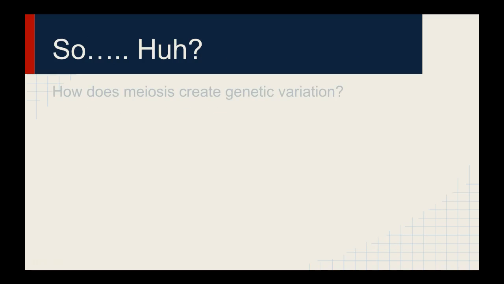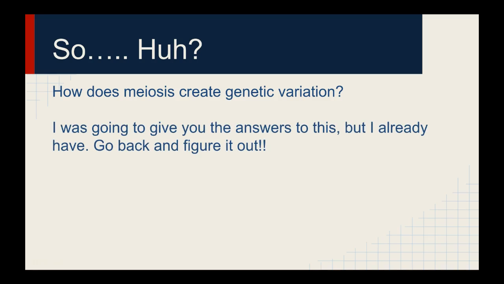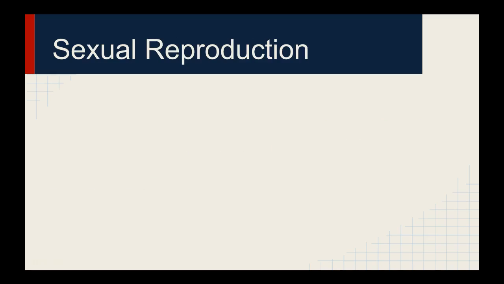Okay, our initial question was we have to figure out how meiosis creates genetic variation. You need to be able to explain that. So good luck with that. Two things, you should be able to get it. We'll talk about that in class.